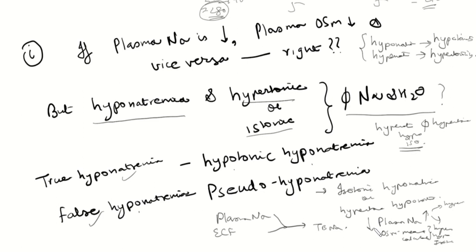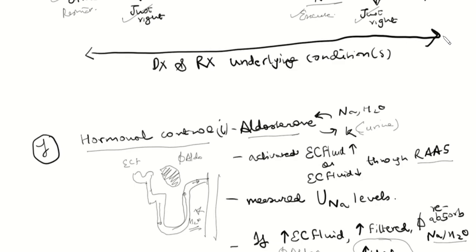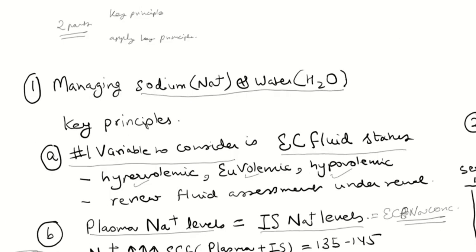If my plasma sodium is low, if it's a sodium and water problem, I need to be hypotonic. That's a true issue. Again, if I am hypertonic or isotonic when my plasma sodium is low, that's false or pseudohyponatremia. Again, we're just going through some basic concepts. We're not applying any of this at this time. We're going to apply it coming up soon.